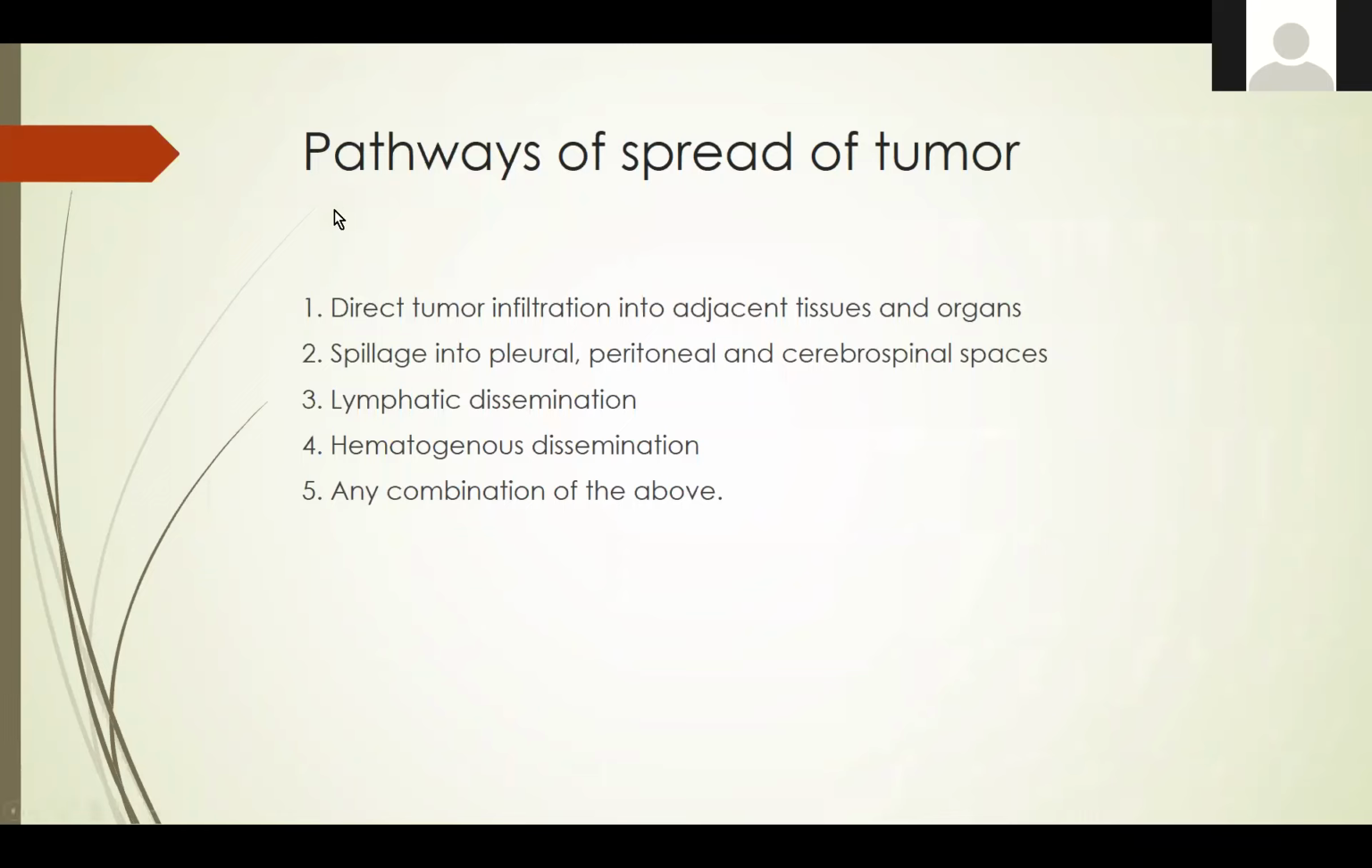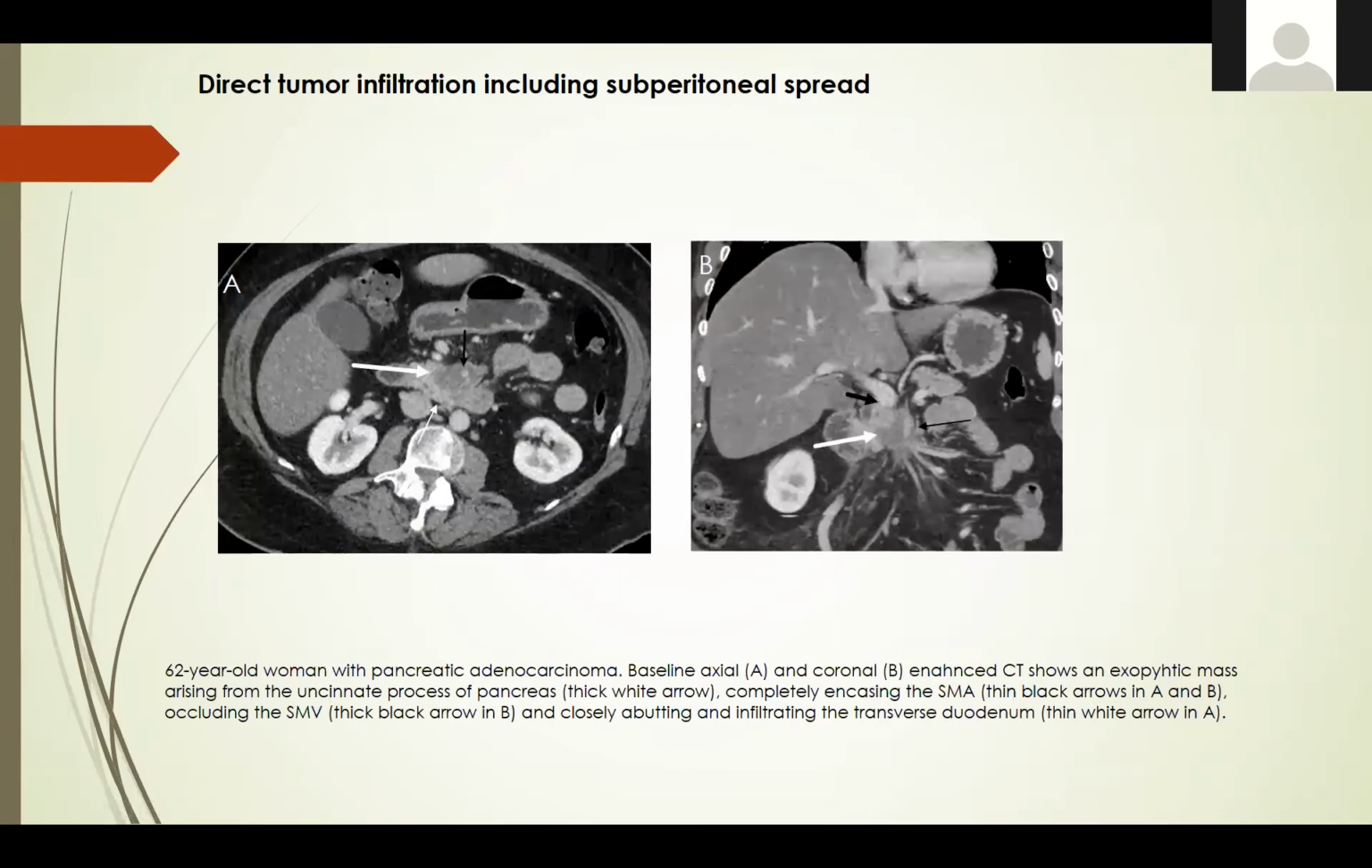This is basic knowledge, I don't need to tell anybody, but these are the basic pathways of tumor spread. It directly infiltrates into the adjacent tissues and organs. Sometimes it can spill into the adjacent pleural, peritoneal, or CSF spaces. They spread through lymphatics, hematogenously, and the tumor can also spread by any combination of these routes. So here I'm going to show some examples of each pathway of spread.